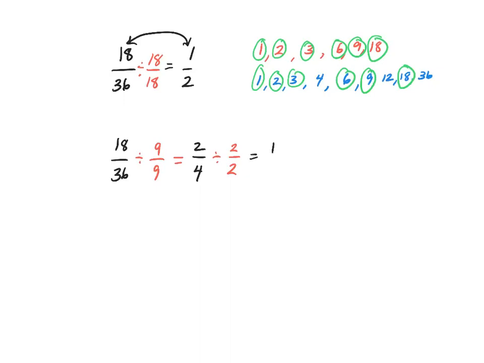2 divided by 2 is 1. 4 divided by 2 is 2. Again, I'm still getting that simplest form as 1/2. It just took a few more steps. So you can see when I divided by the greatest common factor up here of 18, it accomplishes the same thing as dividing by 9 and then dividing by 2, because 9 times 2 equals 18. It is obviously just faster to divide by 18 than to divide by 9 and then divide by 2.